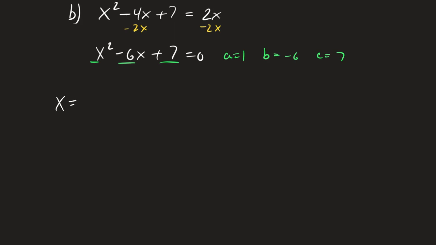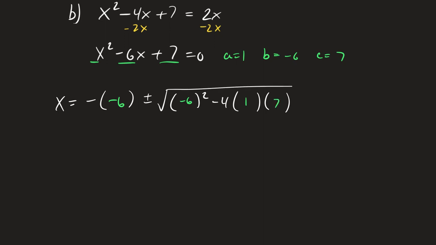So x equals the opposite of b, which was negative 6, plus or minus the square root of b squared, so negative 6 squared, minus 4 times a, which is 1, times c, which is 7. All that's under your radical, and then all of that's over 2 times a, which is 1.